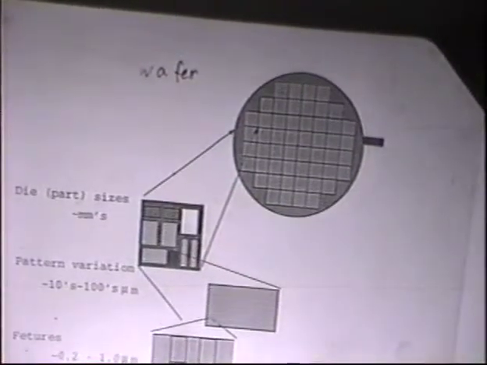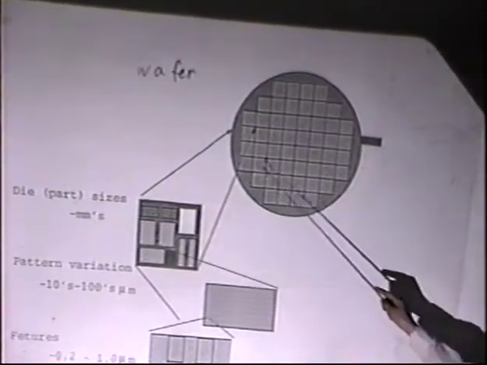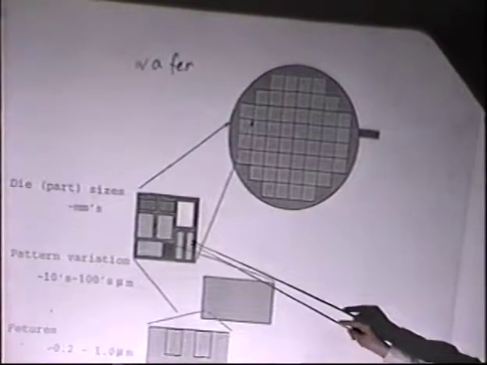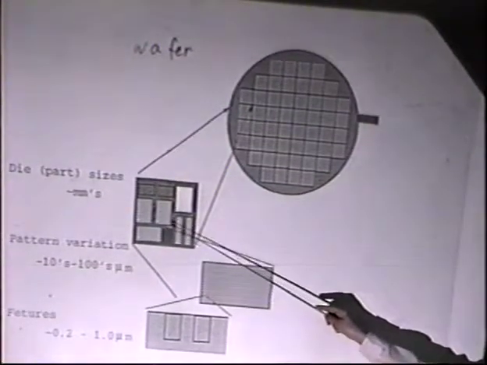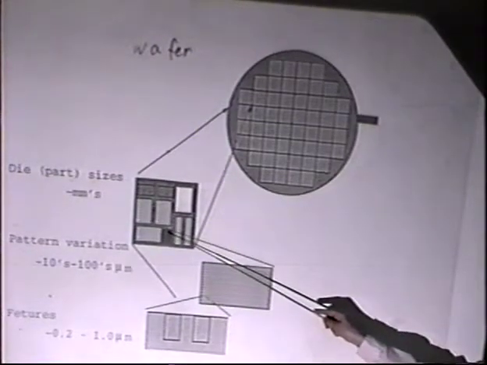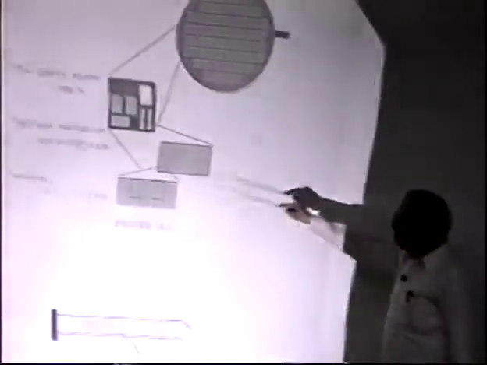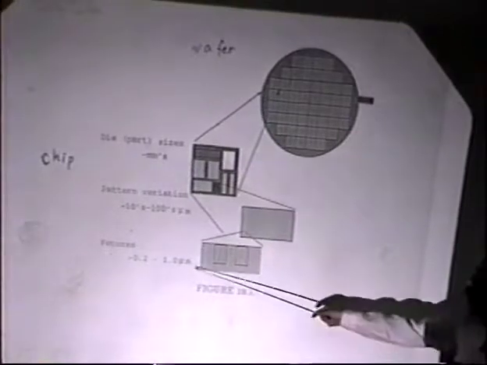So this is a wafer, and they break it into chips, and on each chip they have various patterns, and they come in groups, and in each group there are smaller groups, and so on. There are various orders of magnitude up to a sub-micron. The smallest transistor now manufactured is 0.2 or so micron.